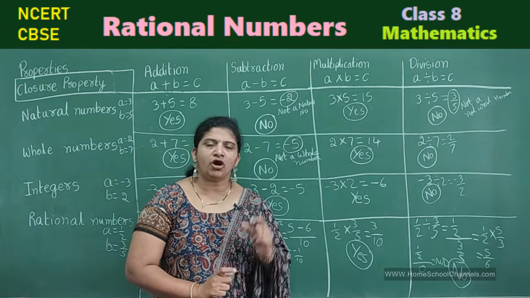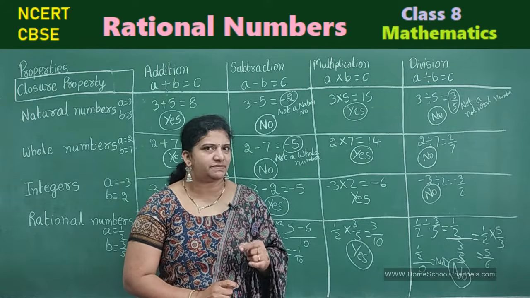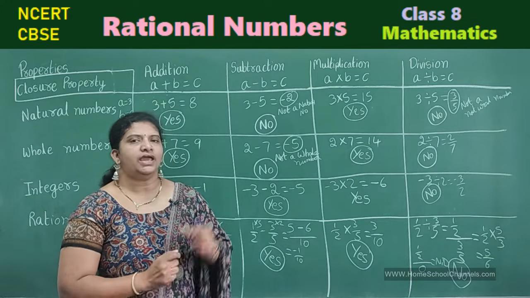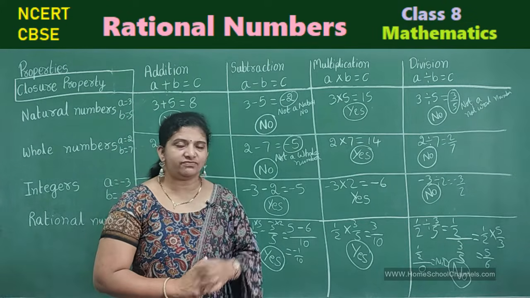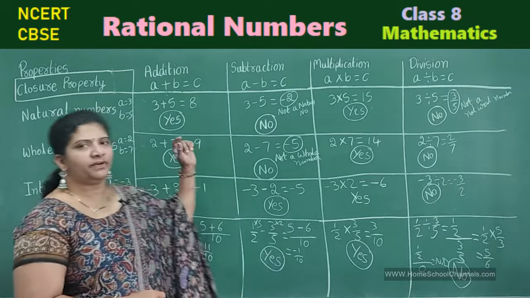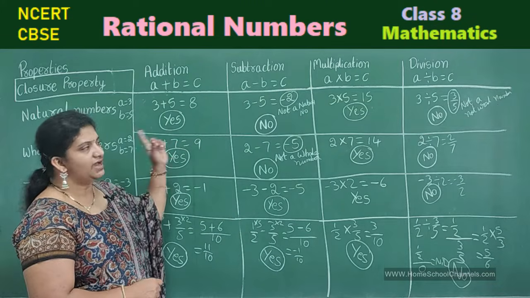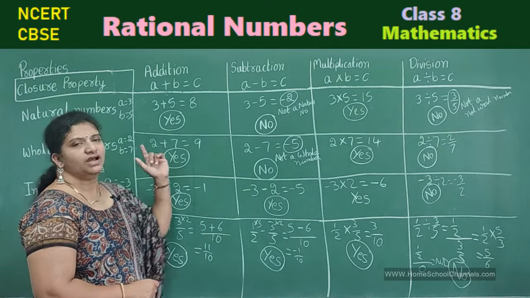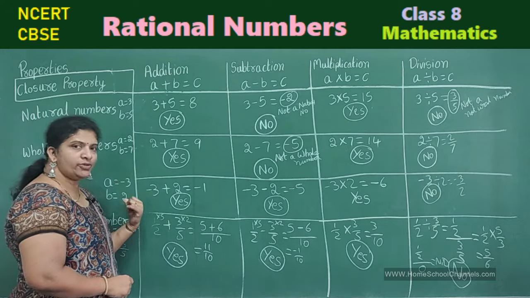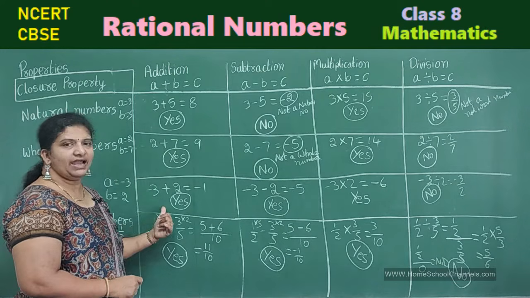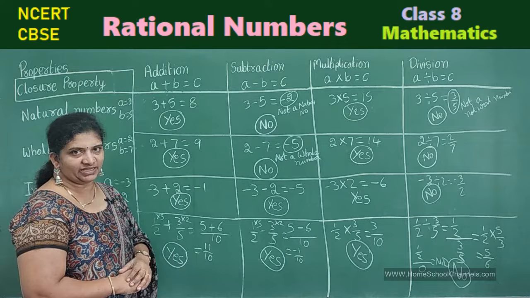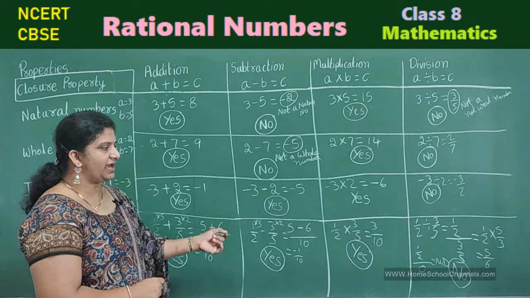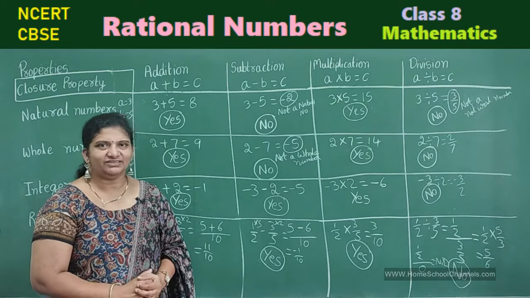Closure property, for any operation, the result must be the same type of number. So that is what you need to remember. A plus B is equal to C for addition. Closure property of natural numbers satisfies addition and multiplication. Closure property of whole numbers satisfies addition and multiplication. Closure property of integers satisfies addition, subtraction and multiplication. Closure property of rational numbers satisfies addition, subtraction and multiplication.